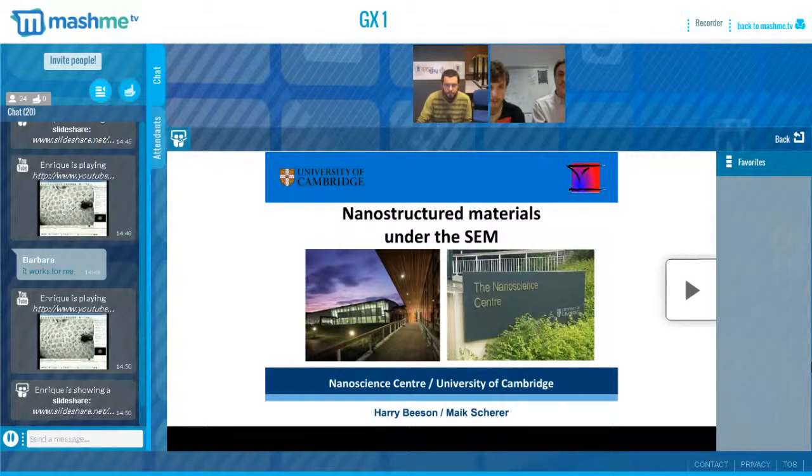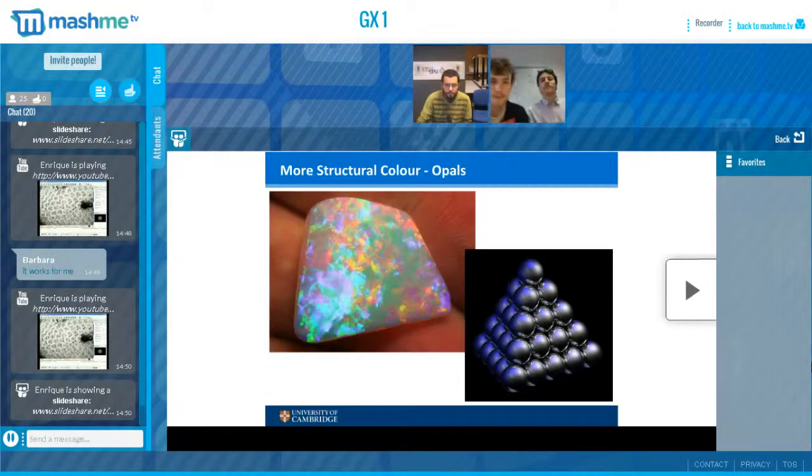Okay, so as another example of structural color in nature, it's not just in animals that you can find it, but you can also find it in minerals. So here, this is a picture of an opal. You can see there are patches of very brightly colored regions again, and this is structural color.